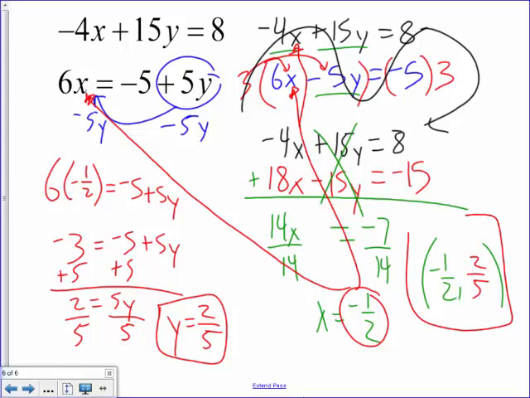Remember, they're all ordered pairs. Negative 1/2 and 2/5. So just be careful. Depending on how the equations are written, either graphing will be easier, or substitution will be easier, or elimination. So just be careful.